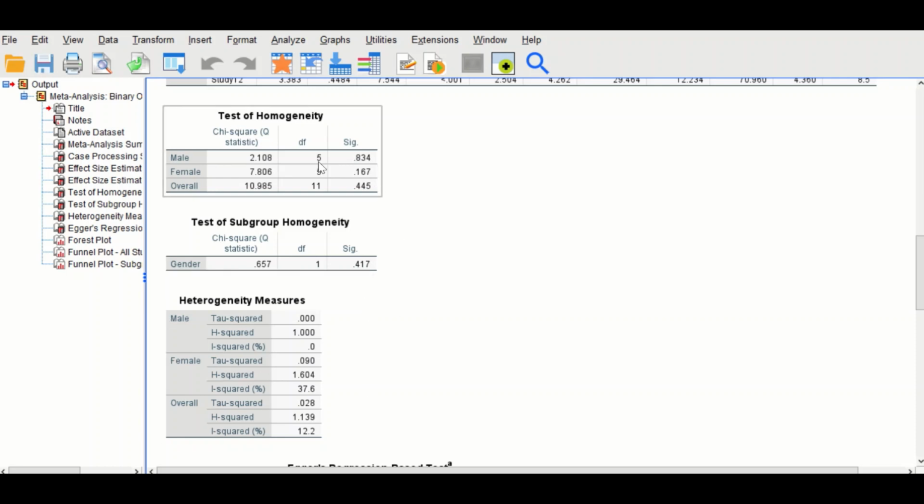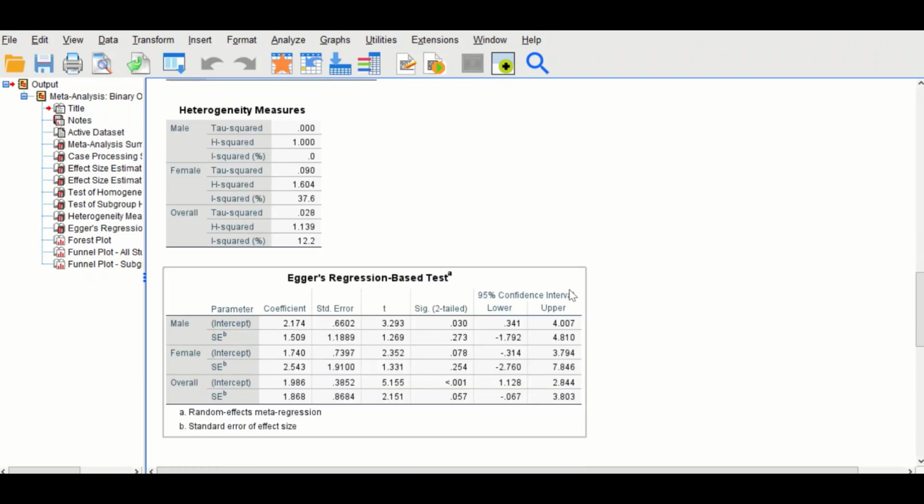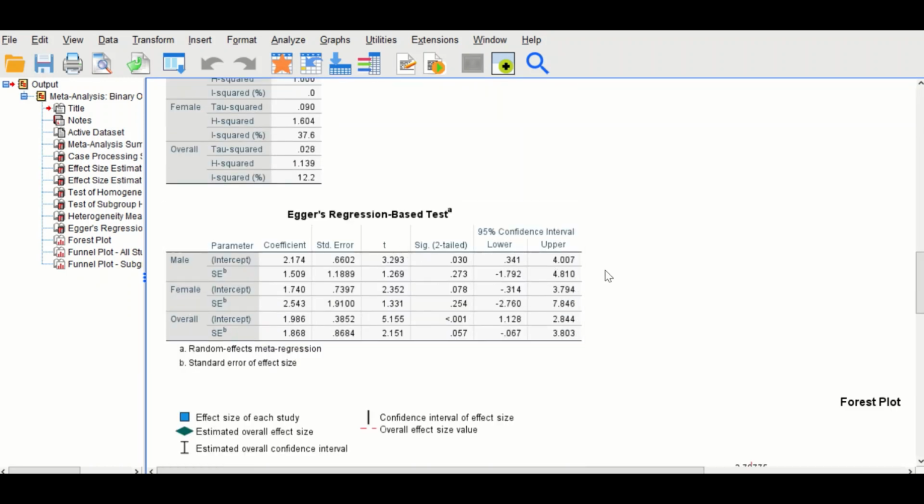So from these three tables, we can say that males have no heterogeneity. The studies that only contain males have no heterogeneity. So all the results are homogeneous. For the female studies, there is a heterogeneity, and overall there is a low level of heterogeneity for both genders. We'll leave this Egger's regression test for later, as this is to check for publication bias, which is another confirmation for the funnel plot.